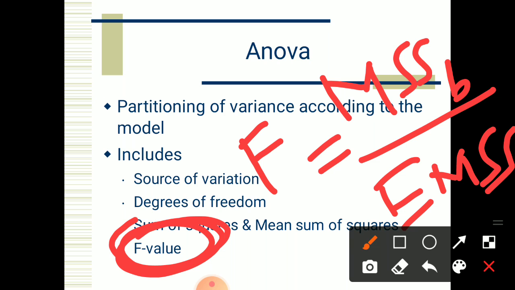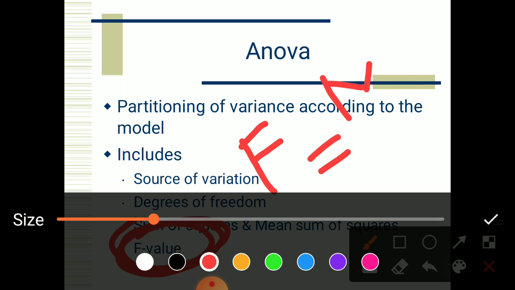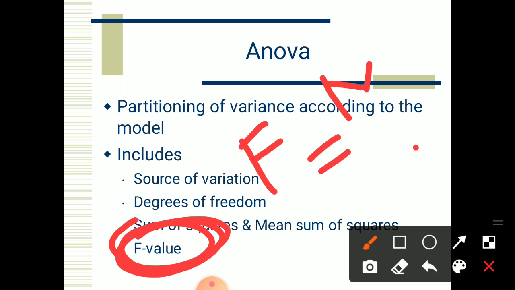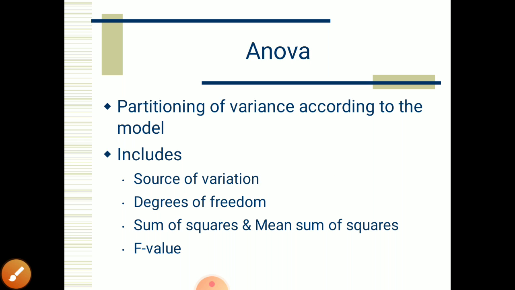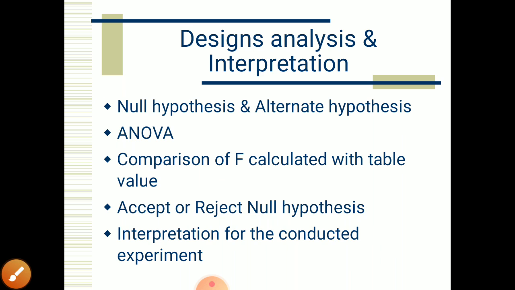So as part of the test of significance, once we do ANOVA and all, you will have an F value. Next, this one is design analysis, what we do exactly in the analysis. So I have to explain to you what is ANOVA.